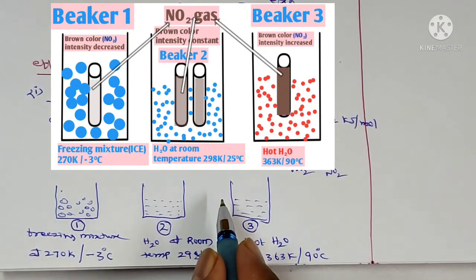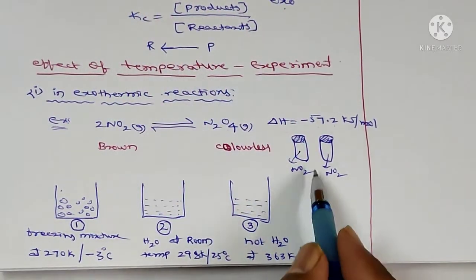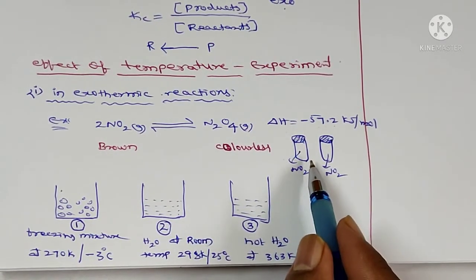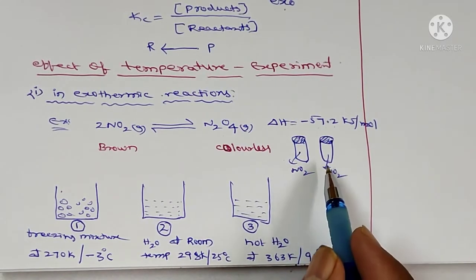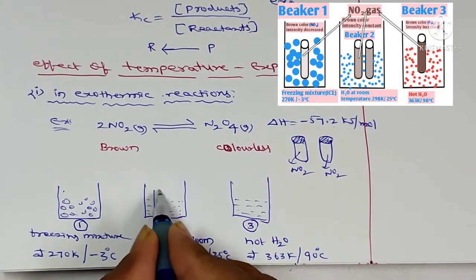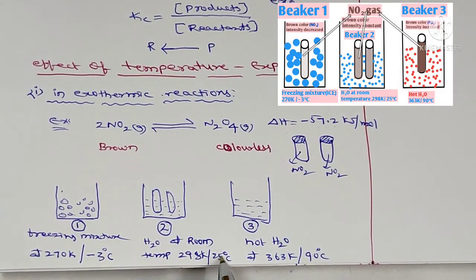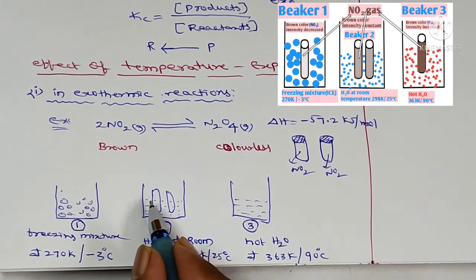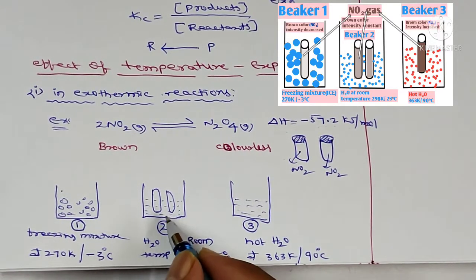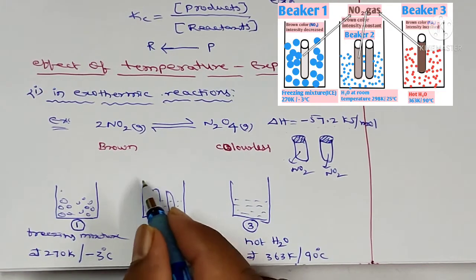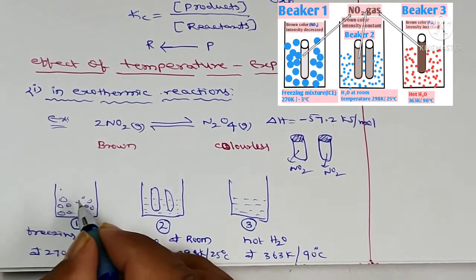So these three beakers are at different temperatures, and in these two test tubes I am taking NO2 gas with the same intensity of brown color. First of all, I placed these two test tubes in beaker 2, at 25 degree centigrade, and after some time the intensity of brown color remains constant in the test tubes, meaning the equilibrium is not disturbed. After this, I take out these two test tubes from beaker 2 and place one test tube in beaker 1.